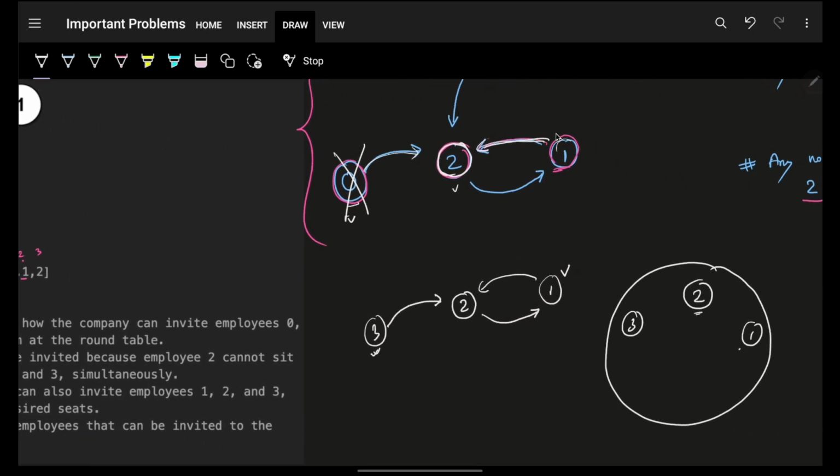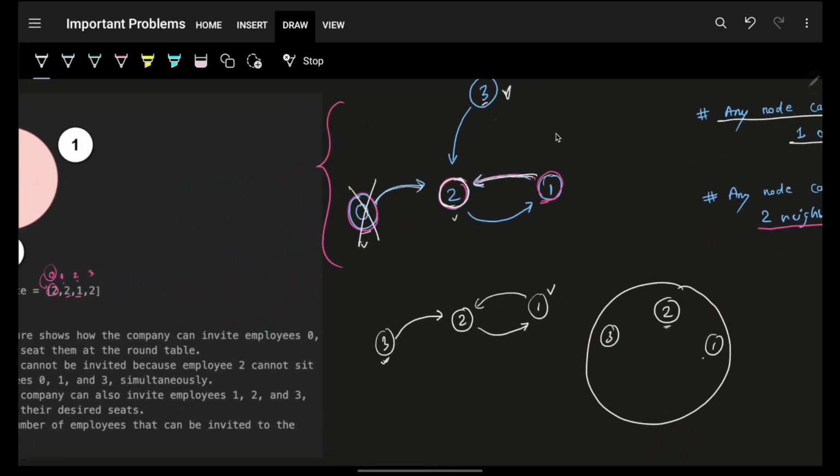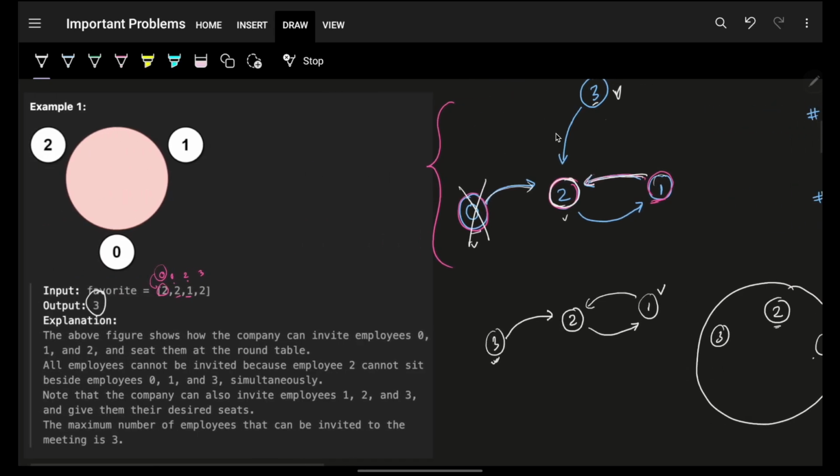Again, these are observations which you can easily see. So far the observation seems to be that any node can have only one outgoing edge. Why is that the case? It is simply because one node is nothing but one person. So 0 as a person can only be at one index. That is the reason 0 can only go to 2.